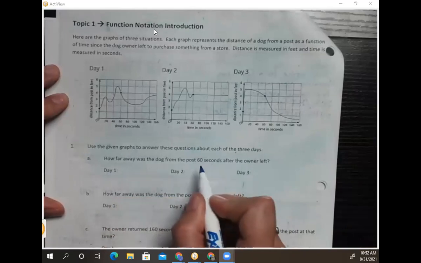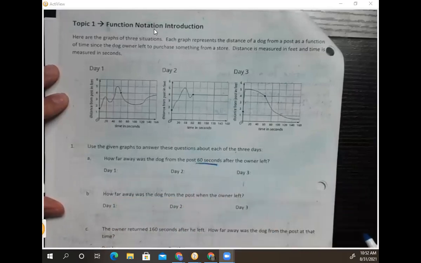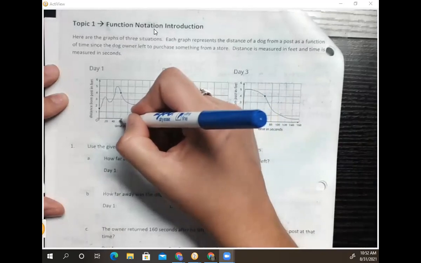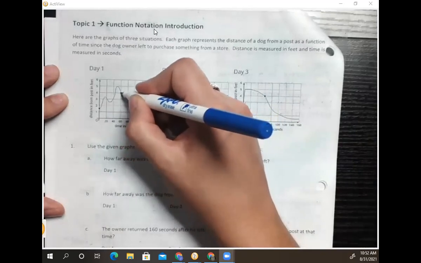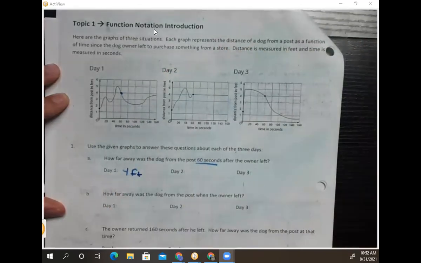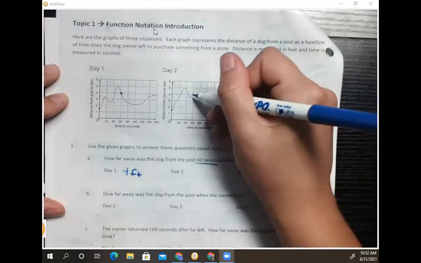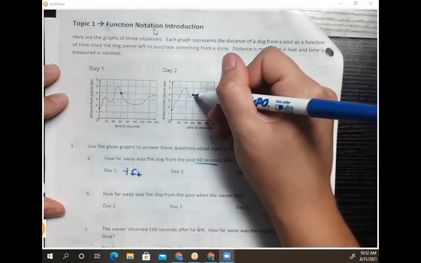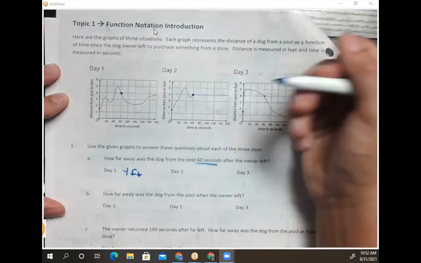So how far away was the dog from the post 60 seconds after the owner left? We're going to start with day 1. So for day one, 60 seconds, that dog was how far from the post? 4 feet. Very good. 4 feet. On day two, 60 seconds, that dog was how far away from the post? 4 feet again.